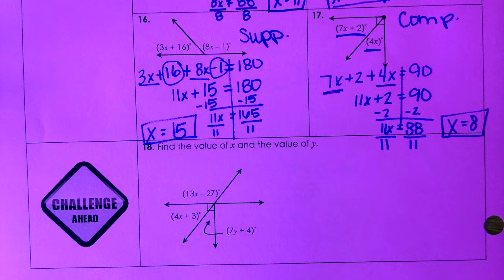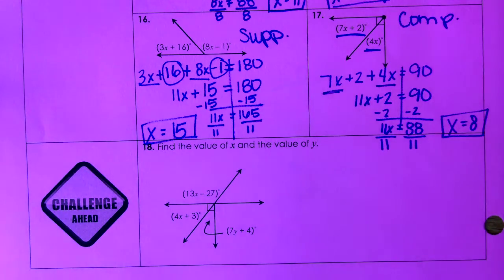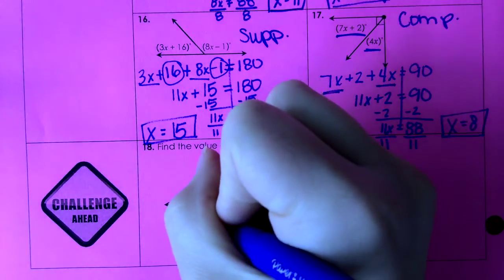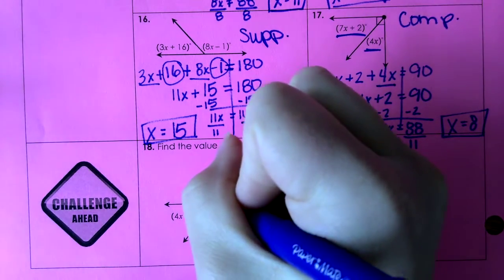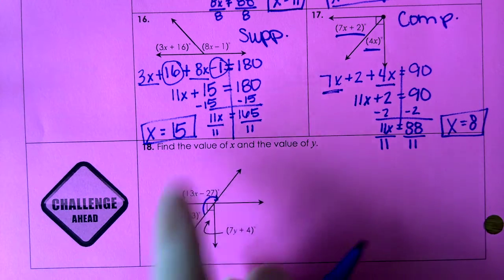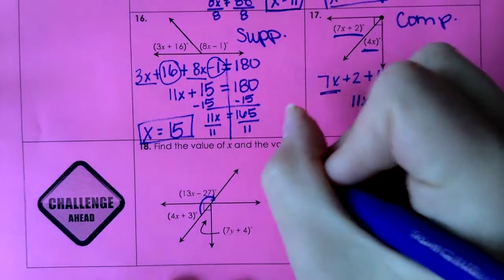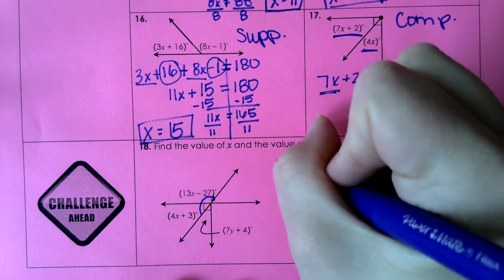So we are doing complementary and supplementary in this problem. Which one do you think we should do first? Supplementary. Why should we do supplementary first? It's not just bigger, but they both involve x. So if I can figure out what x is, I can figure out exactly what those two angles' degree measures are. Okay? So I'm going to find my supplementary pair first.